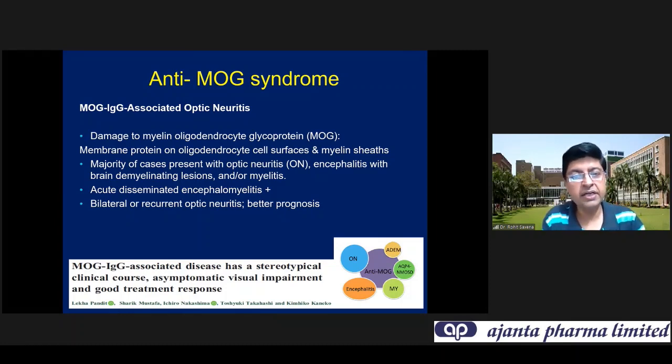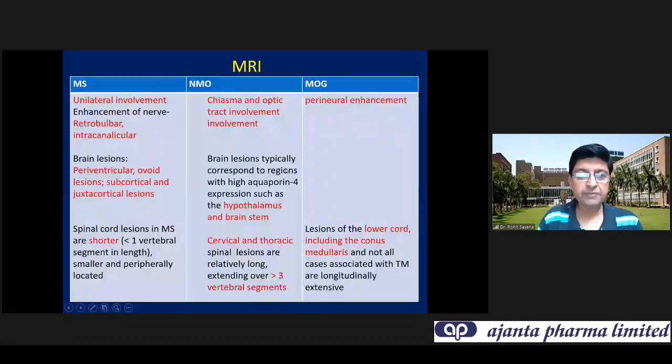But again, MOG will present with recurrent optic neuritis. So a patient with recurrent optic neuritis may require an evaluation for MOG and require MOG antibody testing so that we are able to identify MOG per se and separate it from multiple sclerosis. It tends to have much better prognosis than NMO and may have bilateral or multiple recurrences. So again, our understanding is evolving for MOG. As we understand the disease and clinical presentations, our treatment will get better.